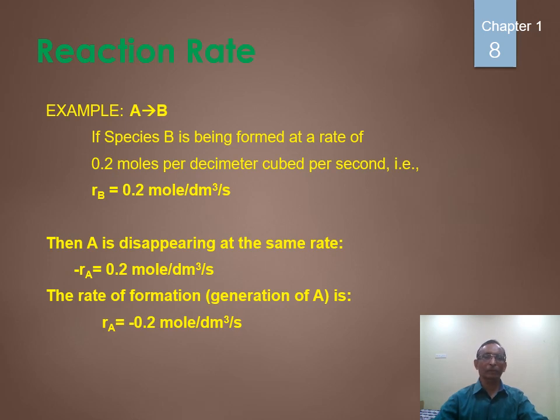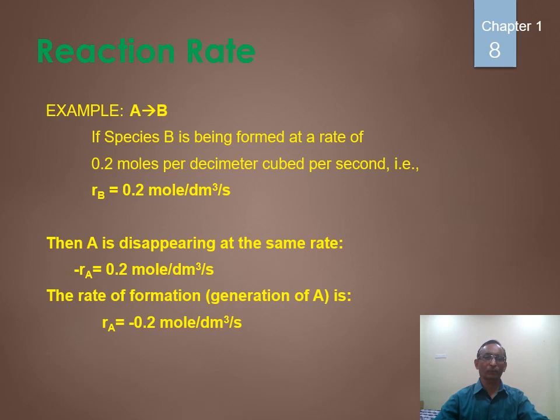So this is the question given. Sometimes they ask it in the objective or in the GATE examination. Then what is the rate of formation of A, or what is the rate of disappearance of A? So the answer is given here. A is going to disappear at the same rate. Why? If A disappears at this rate, then only B is going to form at the same rate. So A has to disappear at this particular rate, then B forms at 0.2. So your answer is A is disappearing at the same rate, that is minus RA equal to 0.2.